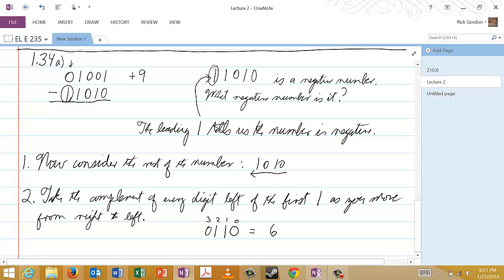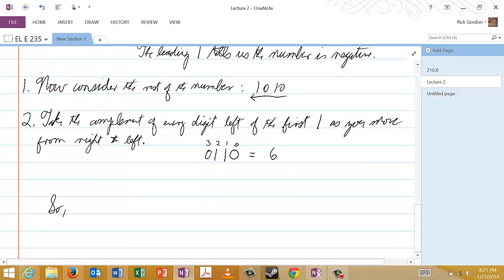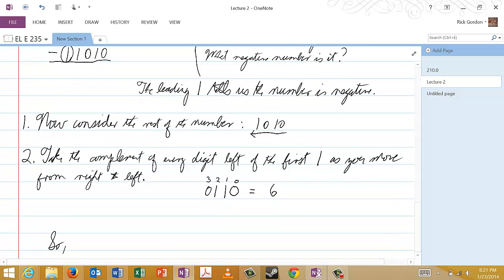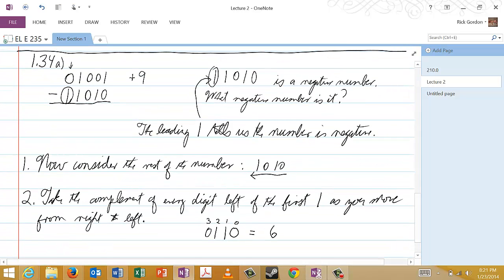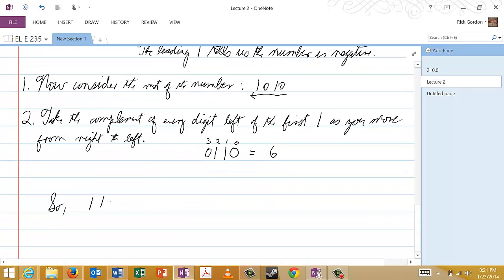And therefore, we conclude that the number we started with up here, 1, 1, 0, 1, 0, if that is in 2's complement, which is what the problem is telling us to assume, that number represents negative 6. We know it's negative because of the leading 1, and then we find out the magnitude of it by using the procedure that I just showed you.